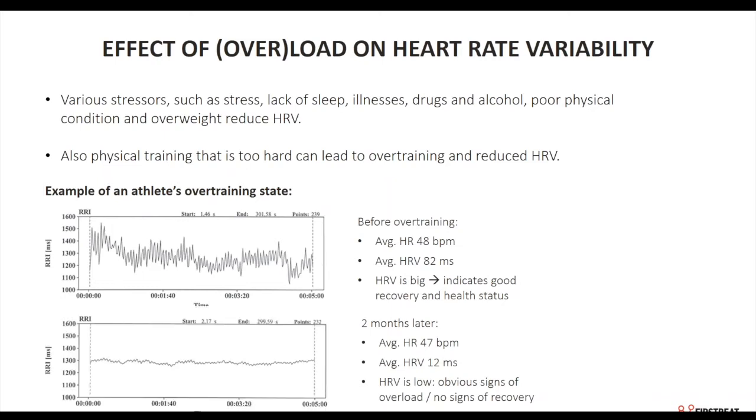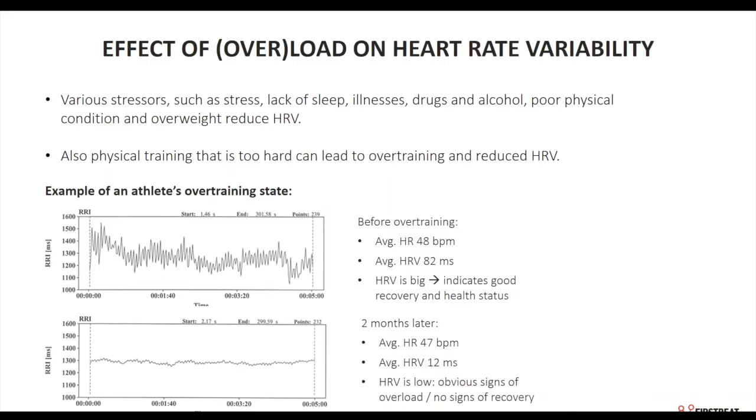Then 2 months later, when the athlete had been training very hard, very intensively with a progressively increasing load, the same 5-minute resting test was repeated. The average heart rate value is just about the same, actually 1 beat lower. But as you can see, now there is no more up and down pattern in the graph. Instead, it looks almost like a straight line, and the average heart rate variability is only 12 milliseconds, which is a very low, almost pathological value for a young, healthy athlete. Heart rate variability is very low, an obvious sign of some kind of overload or imbalance, with no sign of recovery.